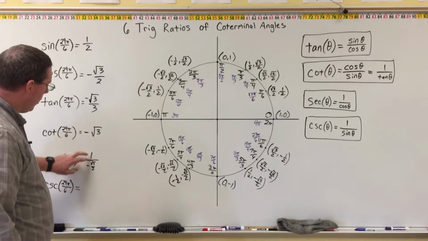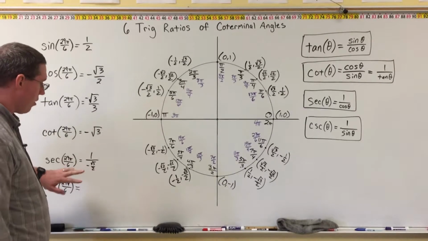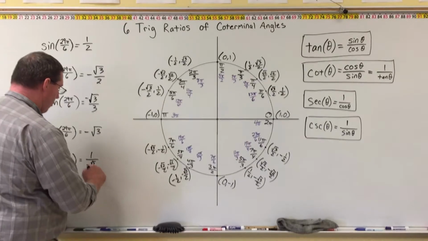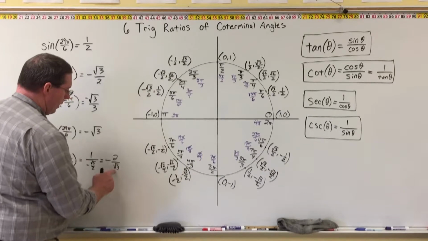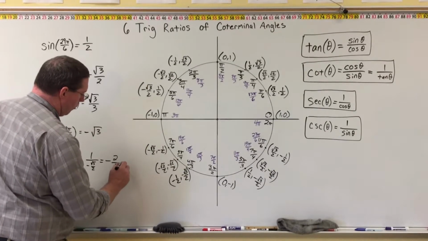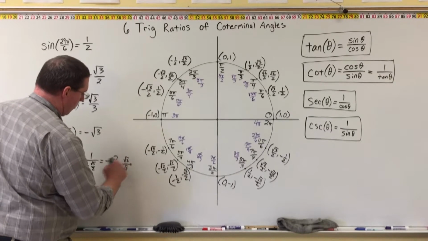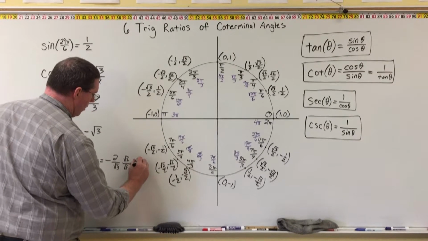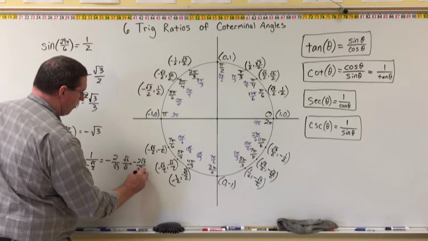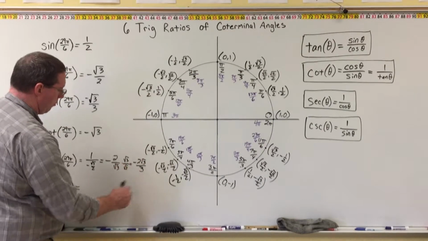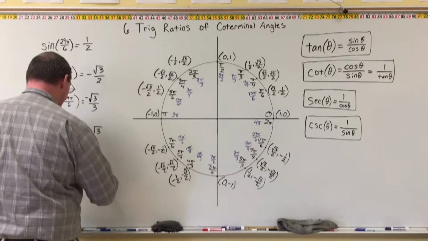Now, remember that 1 over a fraction means the reciprocal. So we can just flip negative square root of 3 over 2, which becomes negative 2 over the square root of 3. But now we have a radical in the denominator, so we're going to multiply by square root of 3 over the square root of 3. Negative 2 times square root of 3 is negative 2 square root of 3 over square root of 3 times square root of 3, which is 3. And so our answer is negative 2 square root of 3 over 3.